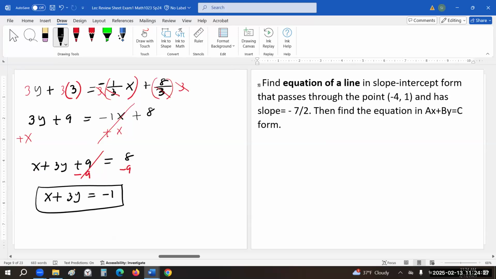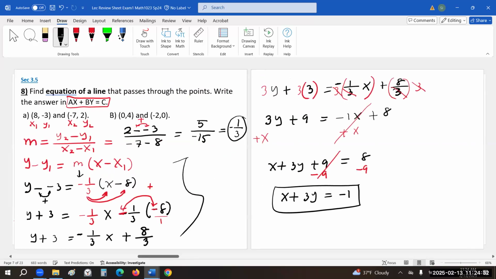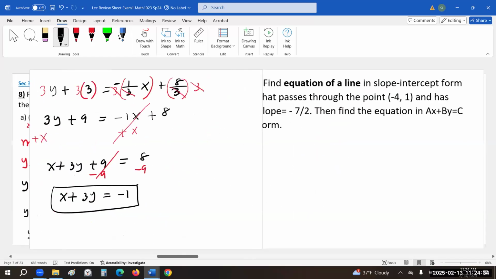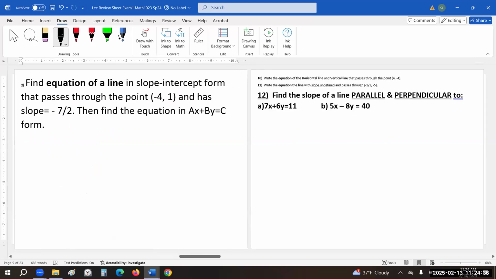So this one is exactly same. They give us the slope. So you start from this step and then carry on. Find the slope of parallel and perpendicular. Anytime we are dealing with parallel perpendicular, we want to see the original slope. What is the slope of the original equation? We don't see it here, so we always convert this to get the slope into y equals mx plus b format.